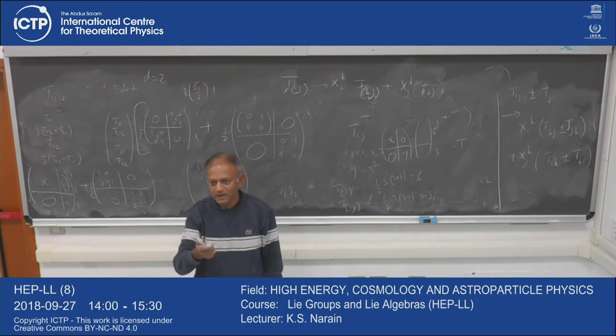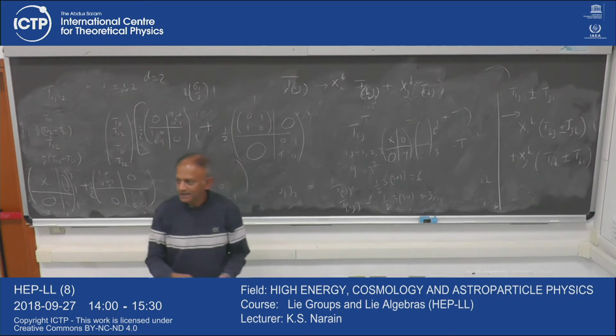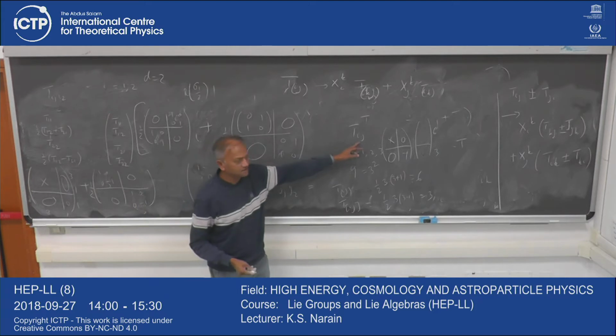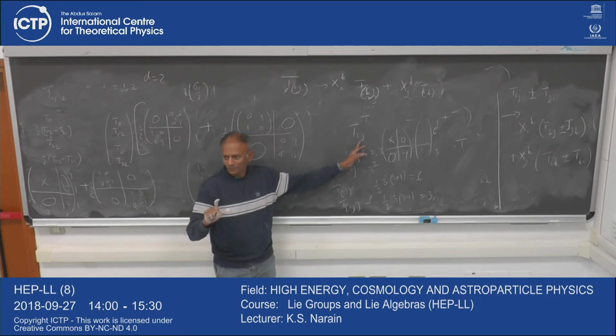One of them gives you a plus sign, the other gives you a minus sign under permutation. So it's basically looking at the permutation group. But for two indices, it's very simple. The permutation group is simply Z2.